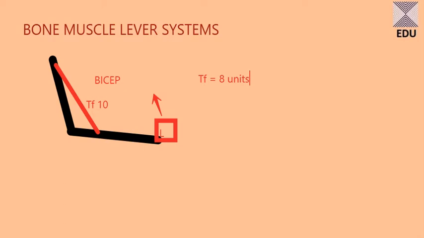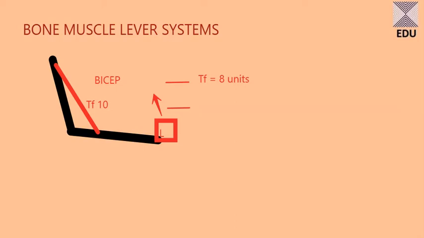So the level of the load lifting will be lower than the desired level. Suppose this upper line is showing you the desired level, and the load will be lifted up only to this level because we are having 8 units of the tensile force.